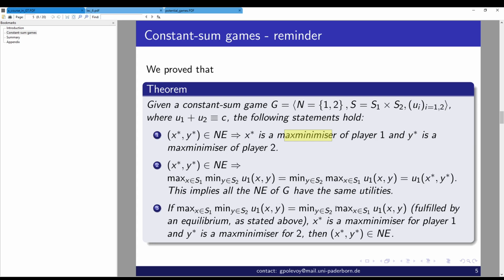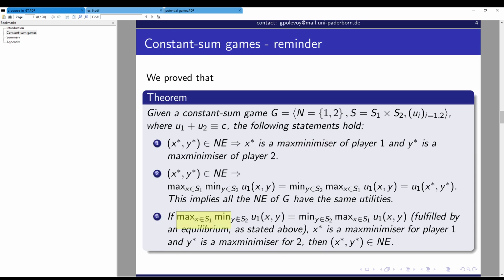And so the other direction is that if this equality holds, and if we take a max minimizer for player 1 and a max minimizer for player 2, then those constitute a Nash equilibrium. So that equality basically characterizes the fact that we have a Nash equilibrium, and when we do, then it's exactly the max minimizers of the players.